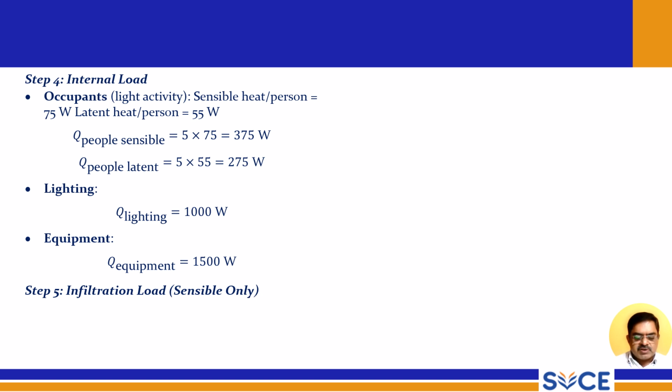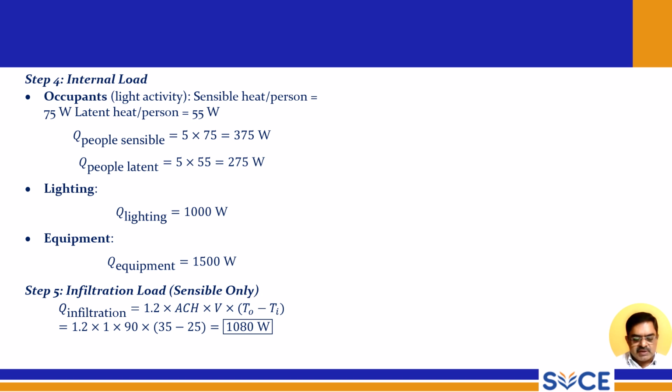So infiltration load, that is sensible only. Q infiltration equals 1.2 into ACH into V into (T0 minus Ti), equals 1.2 into 1 into 90 into (35 minus 25). So it is coming as 1080 watt. That is the sensible load only. So that is the infiltration load.